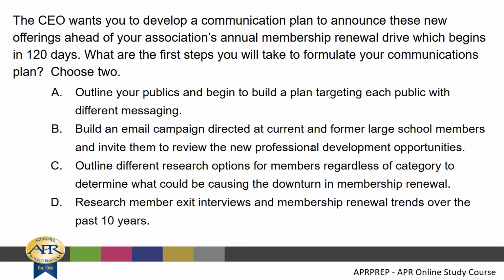Choose 2. A, outline your publics and begin to build a plan targeting each public with different messaging. B, build an email campaign directed at current and former large school members and invite them to review the new professional development opportunities. C, outline different research options for members regardless of category to determine what could be causing the downturn in membership renewal. And D, research member exit interviews and membership renewal trends over the past 10 years.